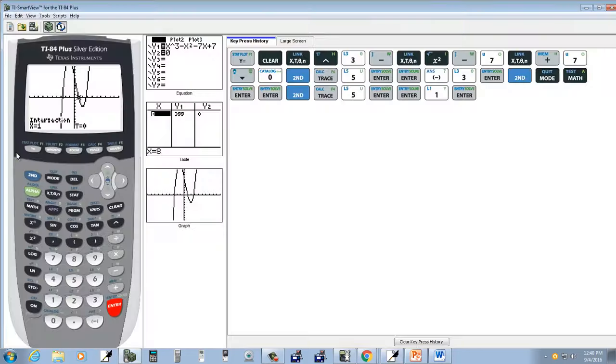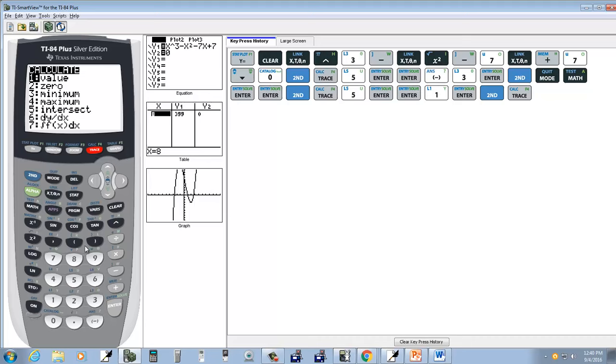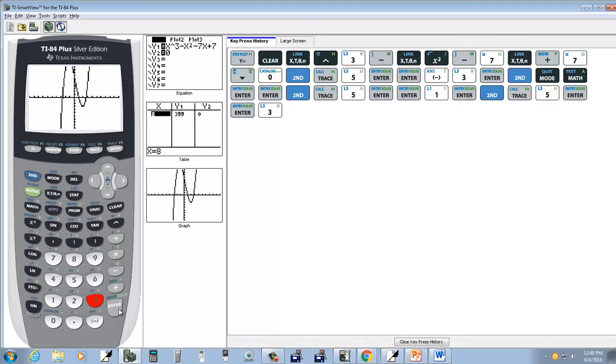We'll come back to that. And it looks like I have another answer, like a 3. So I'll do second trace, choose intersect, enter on first curve, enter on second curve, and we'll put 3 in for the guess. It comes back and tells us 2.6457513. We got a decimal, so we're going to exit out.